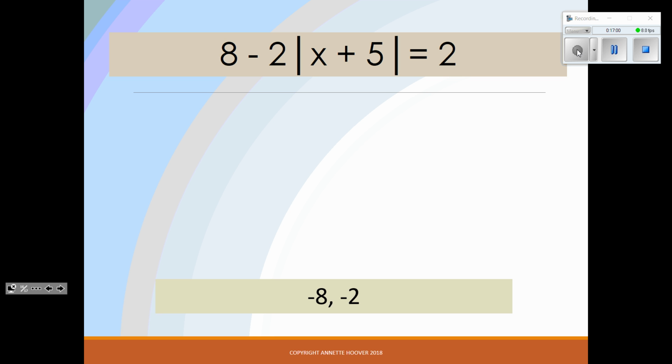Whoops. I thought the PowerPoint was going to work it out. And then when you work it out, it would be -8 and -2. So I hope that these examples have helped you with solving absolute value equations.